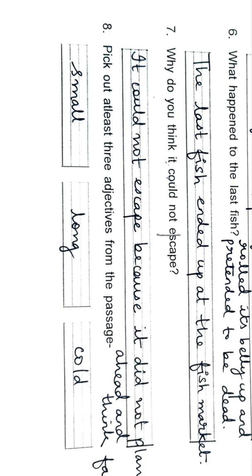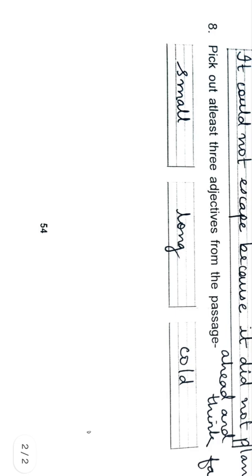Now pick out at least 3 adjectives. We have already covered this topic in our English grammar section. Adjectives are those words which tell us the qualities of our nouns and pronouns. So I have written these 3 adjectives from our given passage. If you are able to find another adjective from the passage, you can write that as well. Small, long and cold. Now these were your exercises based on your comprehension passage.